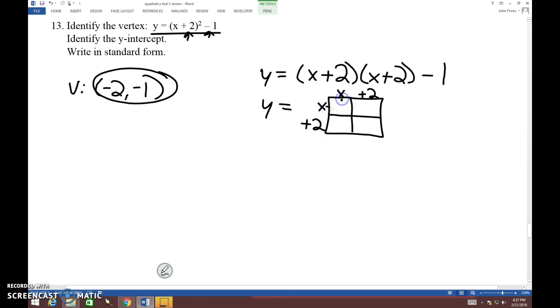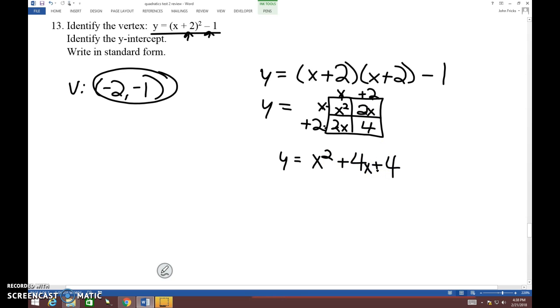So x times x is x squared. X times 2 is going to be 2x. X times 2 is 2x. And then 2 times 2 is also 4. So I can figure out real quick that y is going to be equal to x squared, 2x plus 2x is 4x, plus 4.